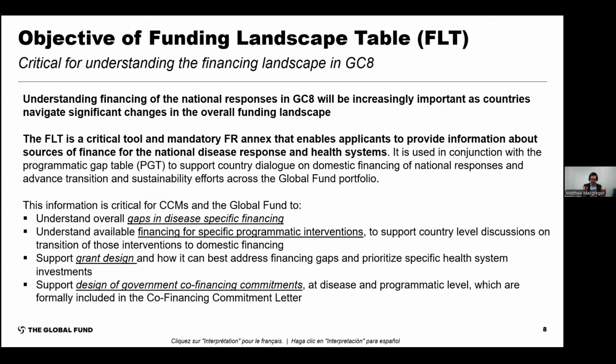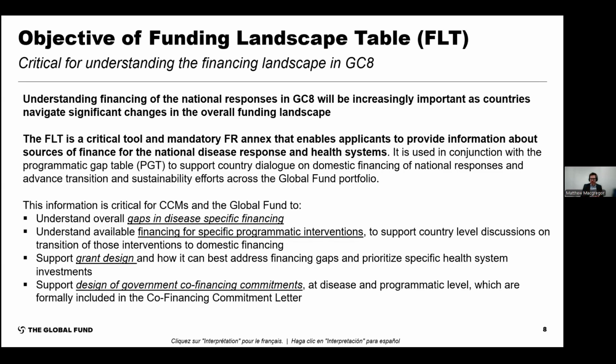So one of the most important focuses for GC8 is really going to be understanding the financing landscape in which we are developing and approving Global Fund grants. And the funding landscape table is a critical tool and a mandatory funding requirement annex that enables applicants to provide information about the sources of finance for the national disease response and health systems. It's used really closely with the programmatic gap table to support country dialogue on the domestic financing of the national responses, as well as to support the transition and sustainability efforts and conversations at the country level.